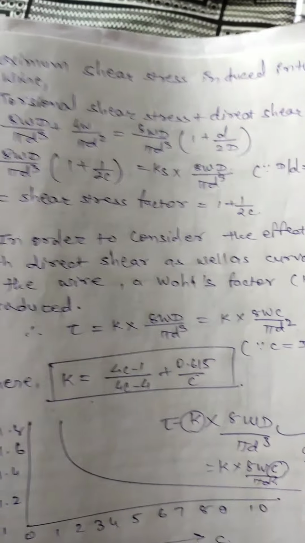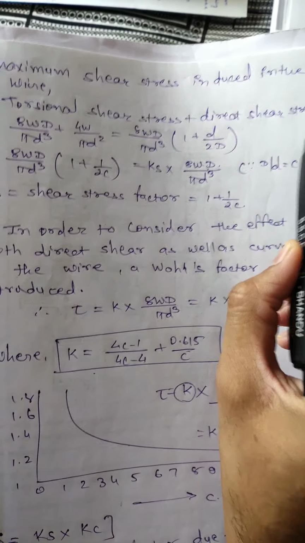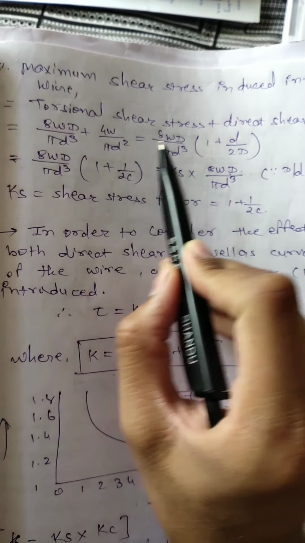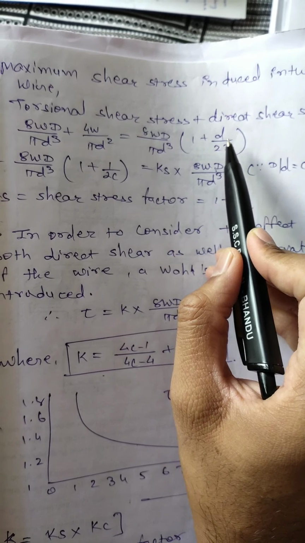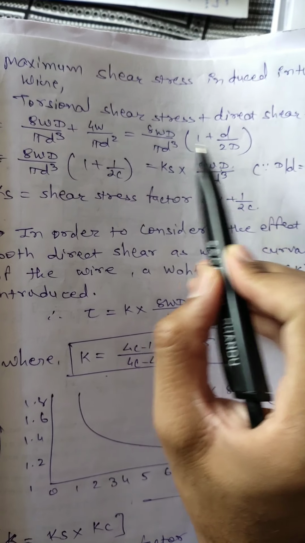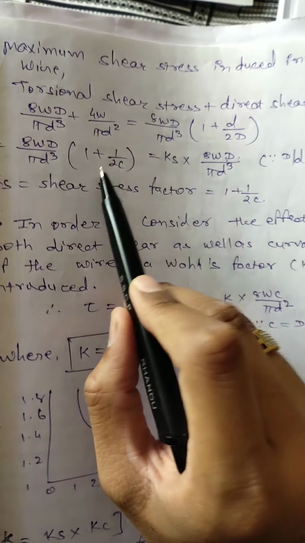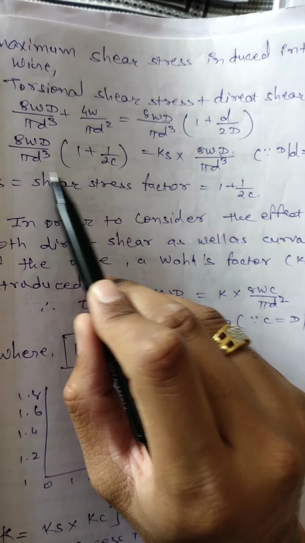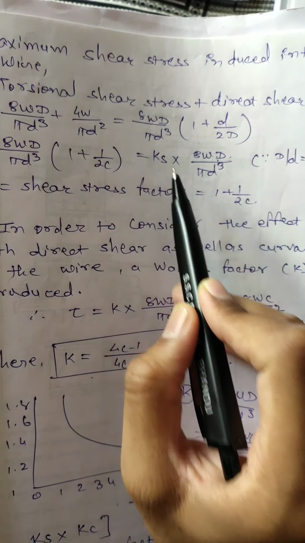Next is to show that the maximum shear stress induced in the wire is the mean torsional shear stress plus the direct shear stress. It means 8WD upon pi d cube plus 4W upon pi d square is equal to 8WD upon pi d cube in the bracket 1 plus small d upon 2D. It means in this equation we have taken 8WD upon pi d cube common, so what will come is 1 plus 1 upon 2C into 8WD upon pi d cube, where C is capital D upon small d.